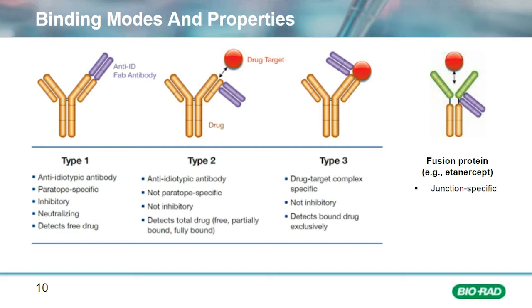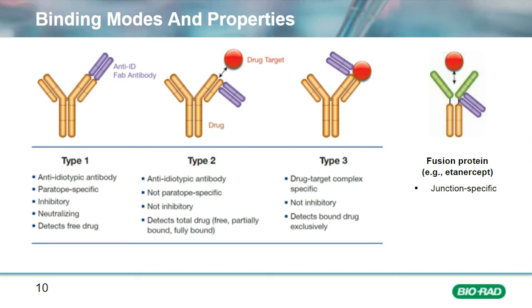Then we have the type 3 anti-idiotype. So here the anti-idiotype only recognizes the drug in complex with its target. And this isn't just true for drug-antibody, drug-target complexes. These can be any protein-protein interactions. But here, essentially, the challenge is to generate antibodies which recognize the complex but don't recognize either component of the complex in the free form.